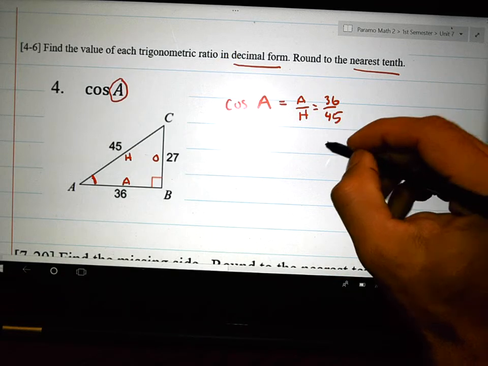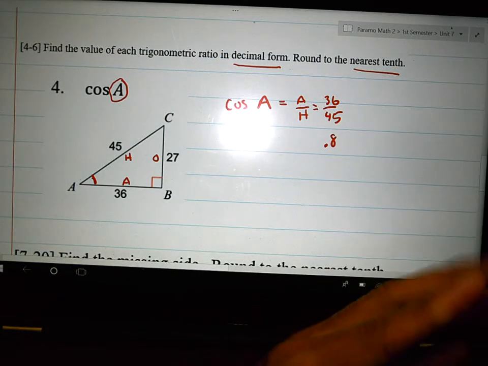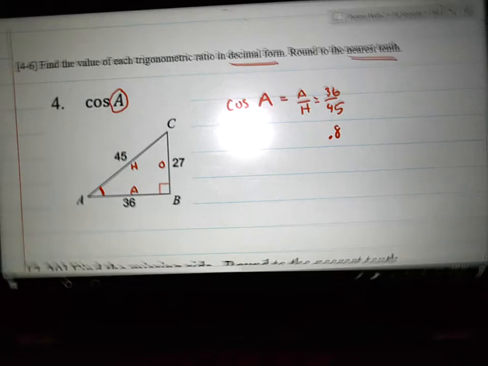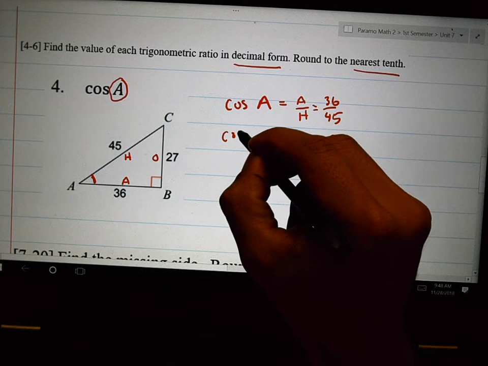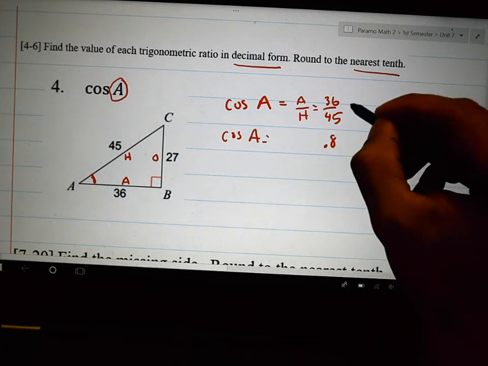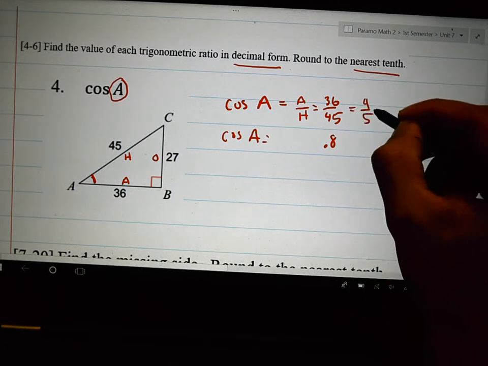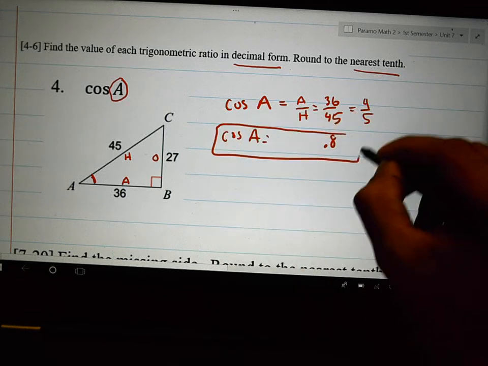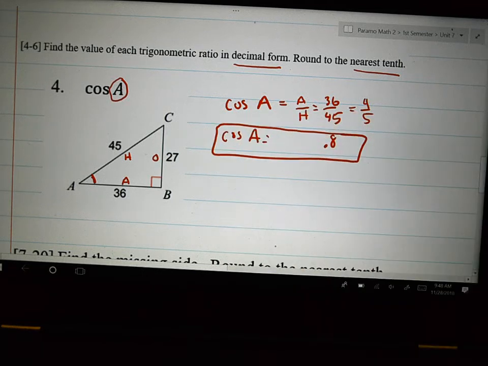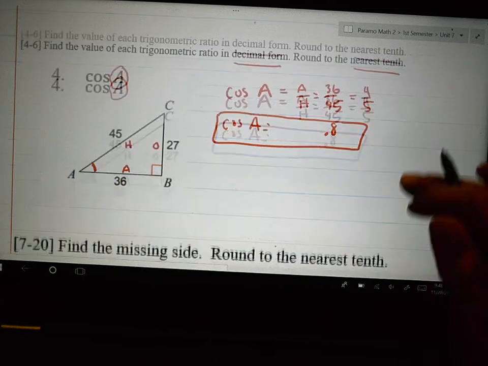As a decimal, this is 0.8. The cosine of A. As a fraction would have been 4/5, but as a decimal it is 0.8. That's the nearest tenth as well, by the way. What I love about it is I go, man, that's easy. Bet you guys could do that, huh?